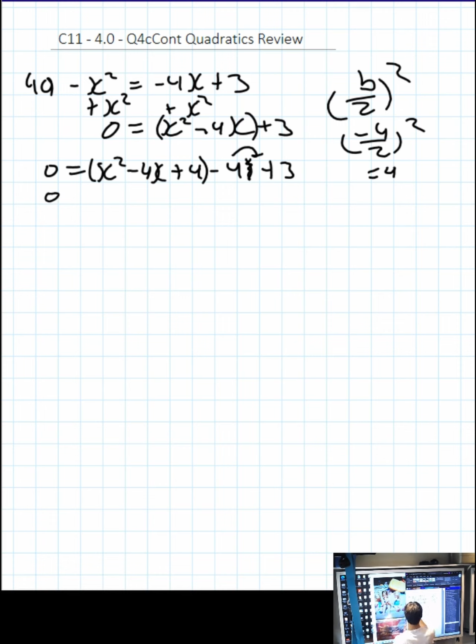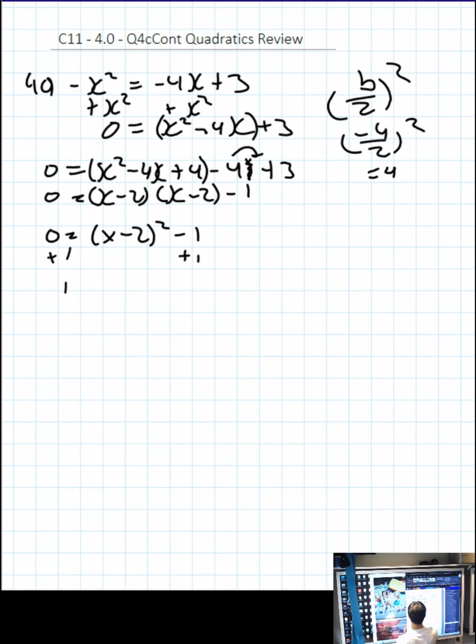0 equals, we can factor the brackets to be (x minus 2)(x minus 2), two numbers that multiply to get 4 and add to get negative 4. And then negative 4 plus 3 is negative 1. And then we can call it a squared term, so let's skip a line. 0 equals (x minus 2) all squared minus 1. Then we can solve using the square root method. Let's plus 1 to both sides, plus 1 plus 1. And we'll get 1 equals (x minus 2) squared. Let's square root both sides, and we'll get plus minus 1 equals x minus 2.